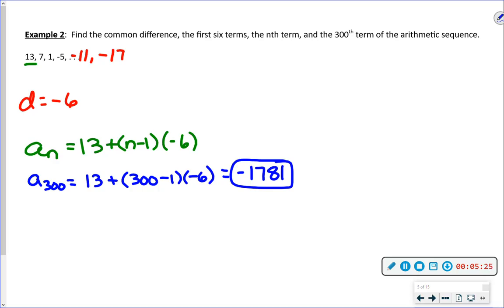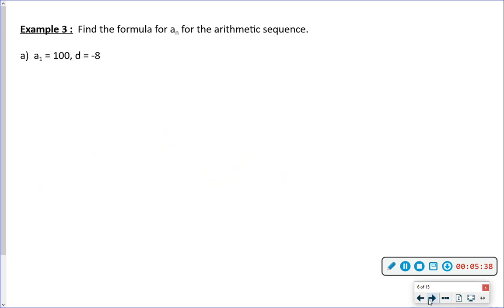Any questions on how to type that in your calculator? We got it. Good. Okay, flip the page. Here we go. Okay, find the formula for the arithmetic sequence. So, formula. That obviously is on the formula sheet. Now this one's pretty nice because they flat out gave you everything you need for the formula. The first term, n minus 1, and the difference.